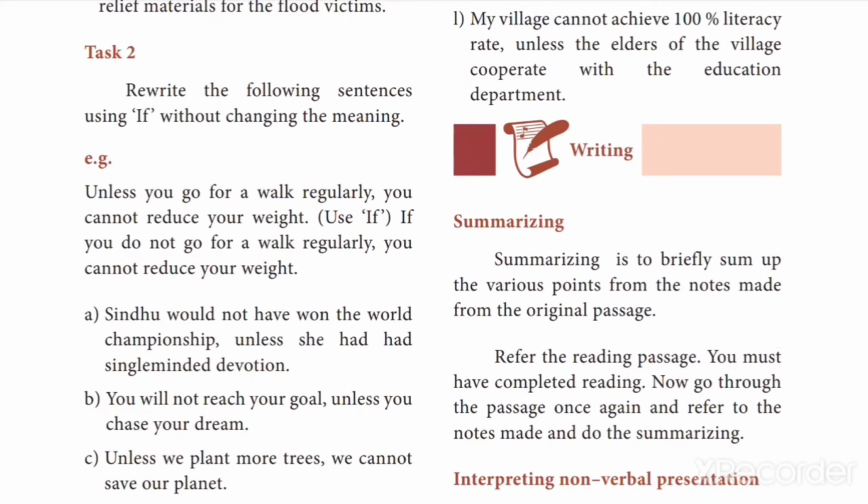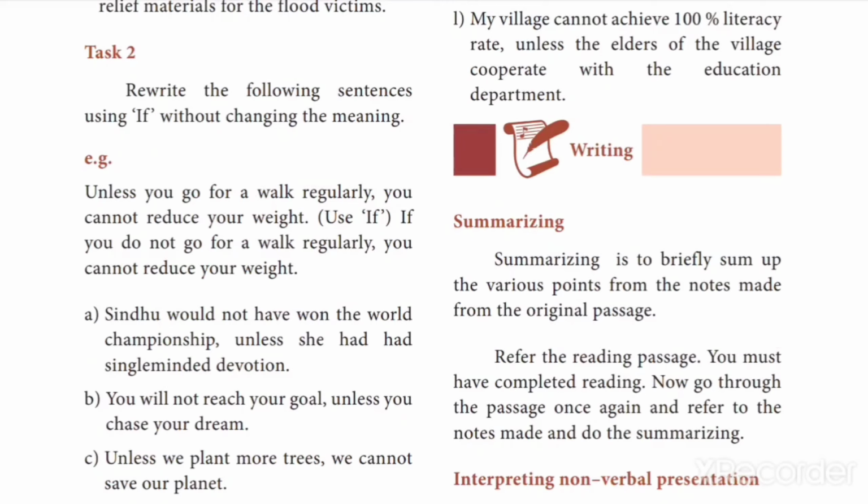Task 2 here is to rewrite the following sentences using if without changing the meaning. An example is there, let's go through it. Unless you go for a walk regularly, you cannot reduce your weight. So here the word unless has been used, whereas we have to use if and rewrite the same sentence without changing the meaning. So the answer is given there itself. See, within brackets we find use if, and after that the answer is given. If you do not go for a walk regularly, you cannot reduce your weight.